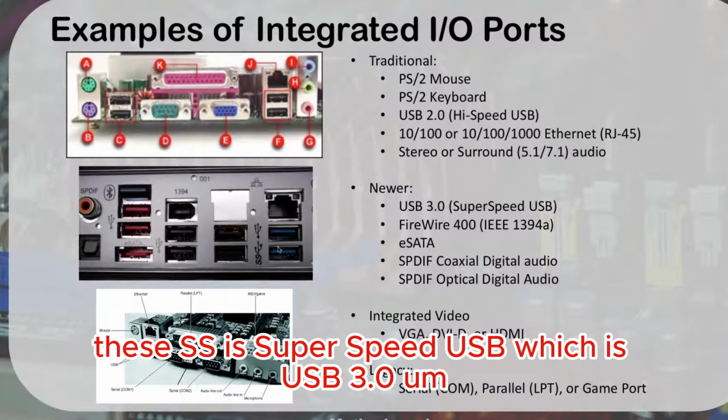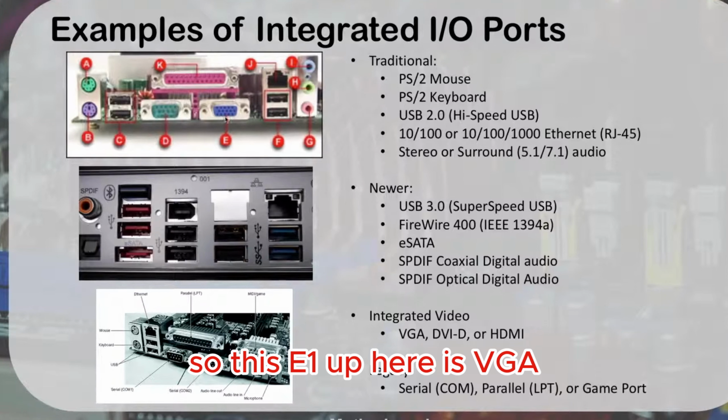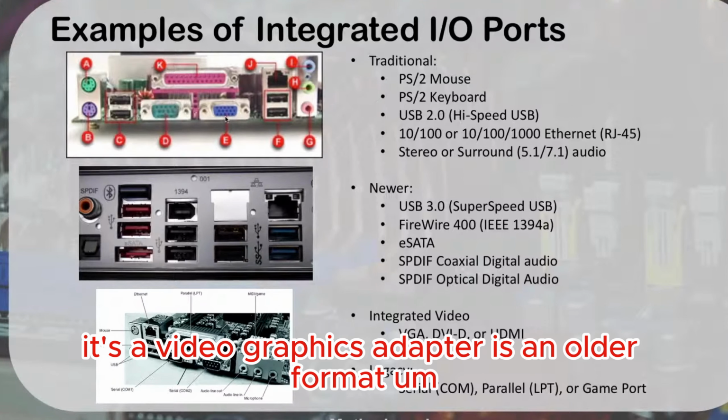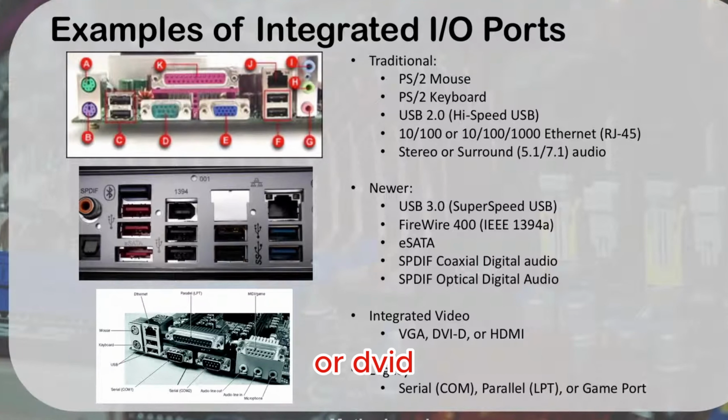These SS is SuperSpeed USB, which is USB 3.0. And then we also have things like integrated video. So this E1 up here is VGA. It's a Video Graphics Adapter, an older format. And you might have some newer formats like HDMI or DVI-D.